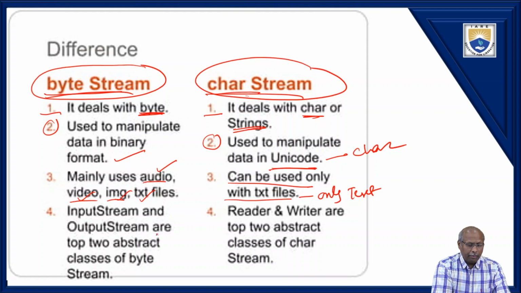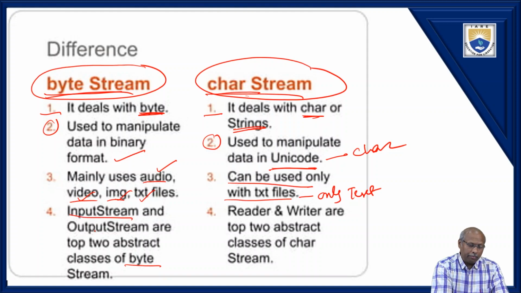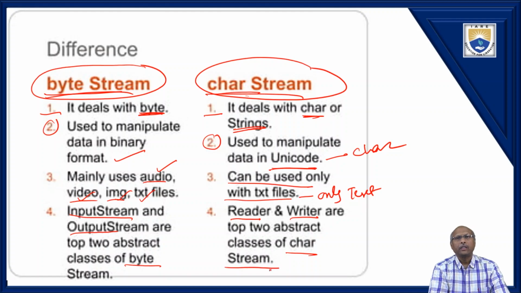Next, InputStream and OutputStream are the two abstract classes of byte stream. Most of the time in exams they will ask, what are the two abstract classes for byte stream? Then you should say, one is InputStream, second is OutputStream. InputStream is meant for reading, OutputStream is meant for writing. Similarly, under character stream, for reading and writing purposes, there are two classes, Reader and Writer. They are the two top abstract classes of character stream. So whenever you are dealing with any IO stream related classes, you will always be using either Reader and Writer, or InputStream and OutputStream.